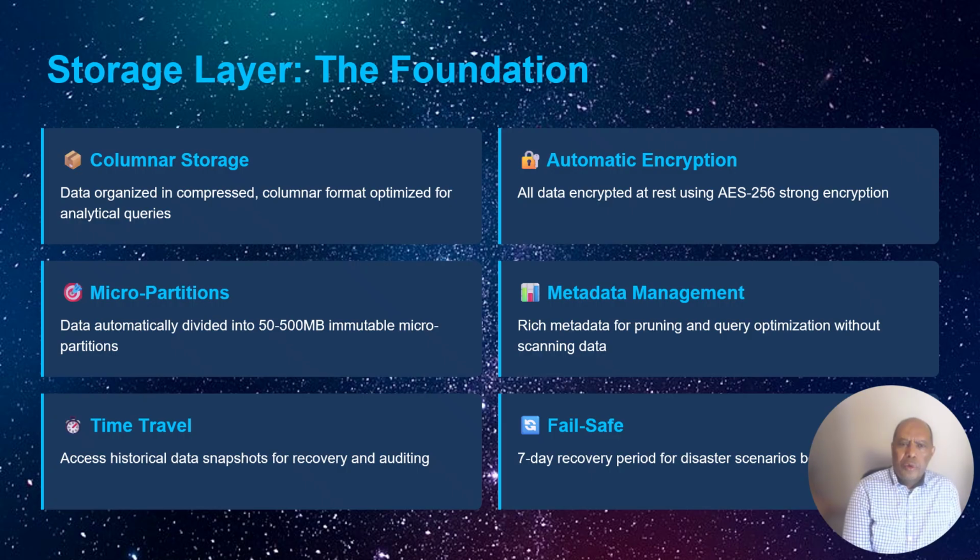Third, micro-partitions. This is where Snowflake storage gets really interesting. Your data is automatically divided into immutable micro-partitions, each between 50 to 500 megabytes. These micro-partitions are the secret to Snowflake query performance. They are immutable, meaning once written, they never change.